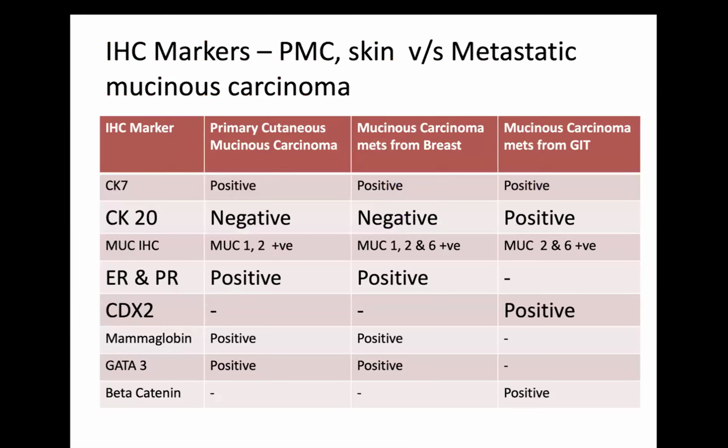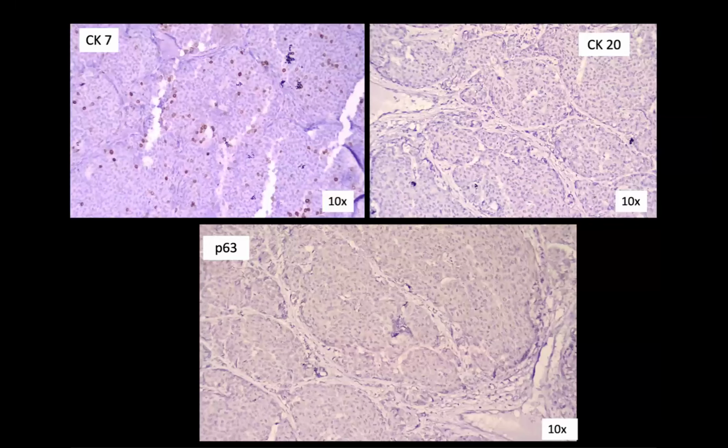IHC markers can be done to differentiate primary mucinous carcinoma of the skin versus metastasis to the skin. CK7 will be positive in primary cutaneous as well as metastasis. CK20, CDX2, beta-catenin, if they come positive, can point towards a GI primary. ER, PR, mammaglobin, GATA3 can be positive both in primary cutaneous mucinous carcinoma and in breast, so they can have an overlap. So this is the variable panel that is generally done. We proceeded with IHC, CK7 and CK20.